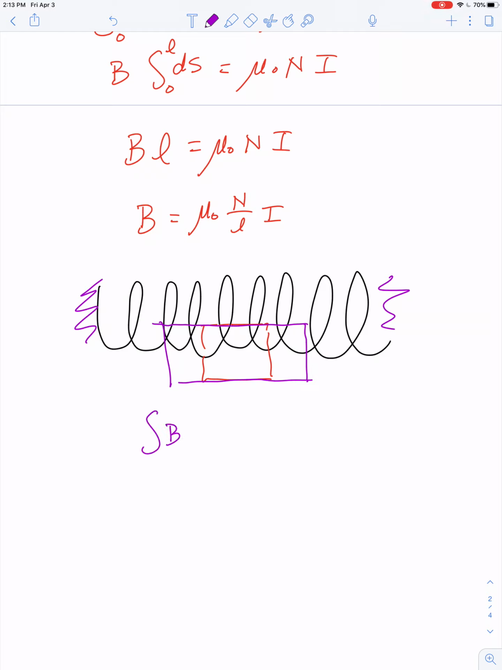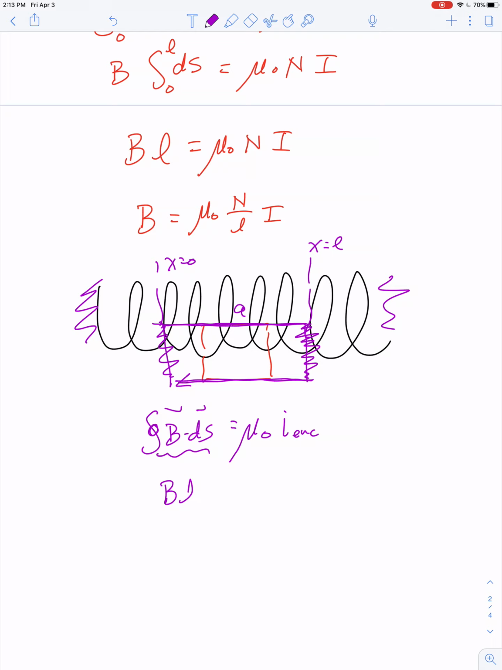The integral of B dot ds is mu naught times I enclosed. This is a complete loop integral, so I get a product as I go from x equals 0 up to x equals L along path A. There is no contribution along path B or D, and practically 0 along path C. So this all just comes out to B times L equals mu naught.